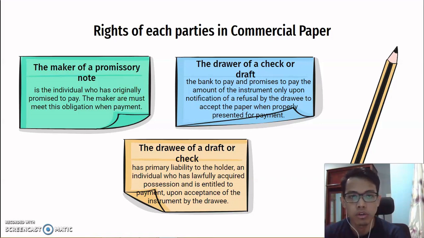The second one, the drawer of a check or draft. The drawer orders the bank to pay and promises to pay the amount of the instrument only upon notification of a refusal by the drawee to accept the paper when properly presented for payment. The last one is the drawee of the draft or check, who has primary liability to the holder, the individual who has lawfully acquired possession and is entitled to payment upon acceptance of the instrument by the drawee.